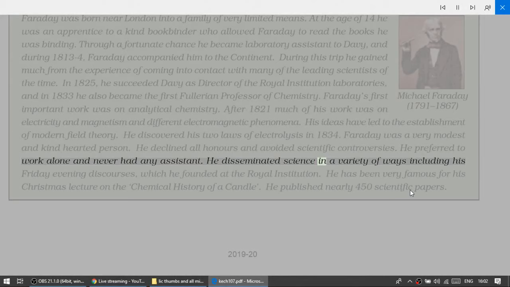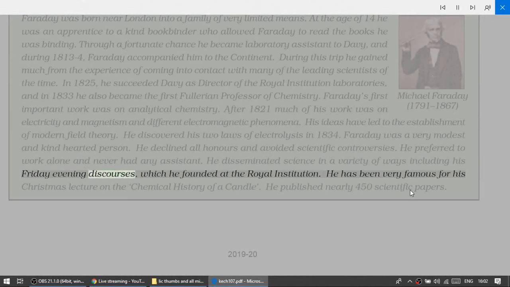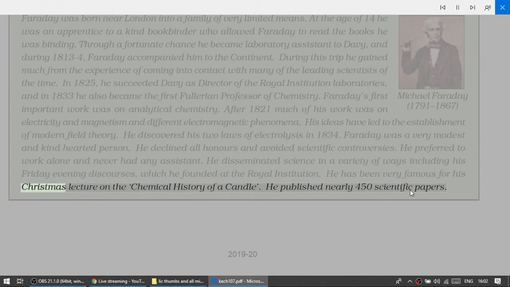He disseminated science in a variety of ways, including his Friday evening discourses, which he founded at the Royal Institution. He has been very famous for his Christmas lecture on the chemical history of a candle. He published nearly 450 scientific papers. Michael Faraday, 1791-1867.